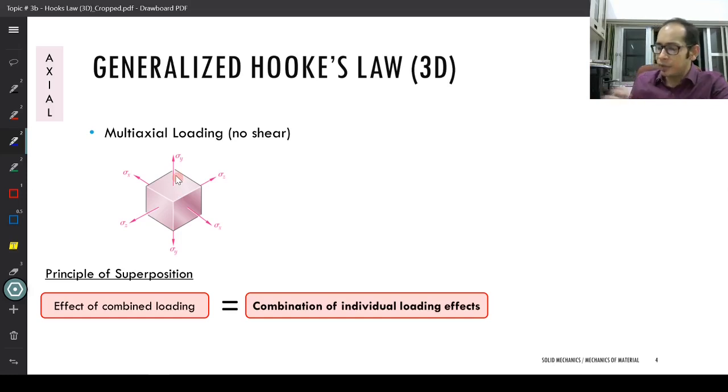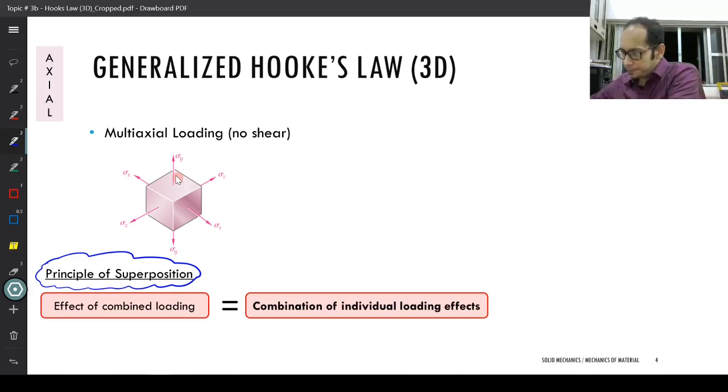And for this, we are going to use the very famous principle of superposition. You are probably familiar with this. What the principle of superposition essentially states is that once you have a structure with a combined loading, as long as you are within the small deformation limits, the effect of the combined loading can be expressed as a summation of the effects of the individual loading. The easiest way probably to understand that is, suppose you have a beam, and if I have to draw a beam over here.